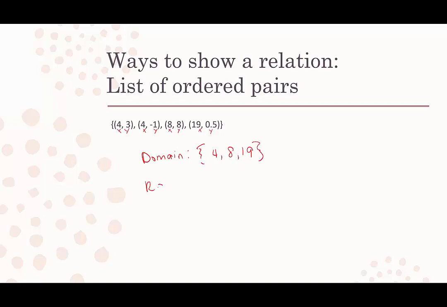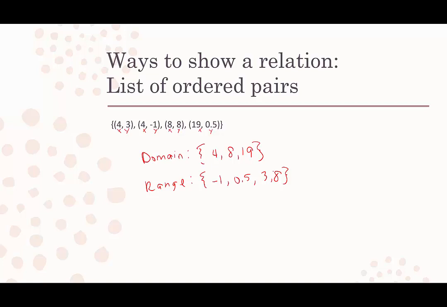And then the range values will be those 4 y values. And let's see, the smallest of which is -1. Then we have 0.5, 3, and 8. So we only put each unique value once when we write the domain and the range. Both of these were examples. So we saw the mapping and we saw this list of ordered pairs.